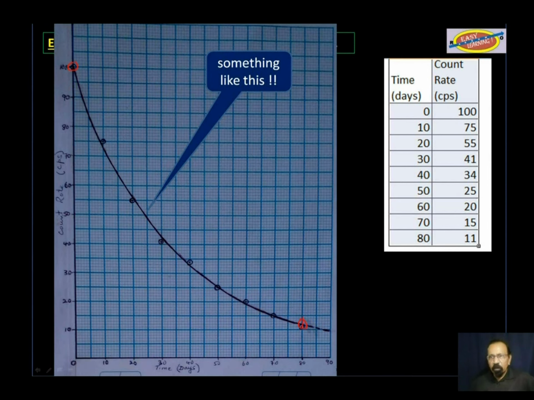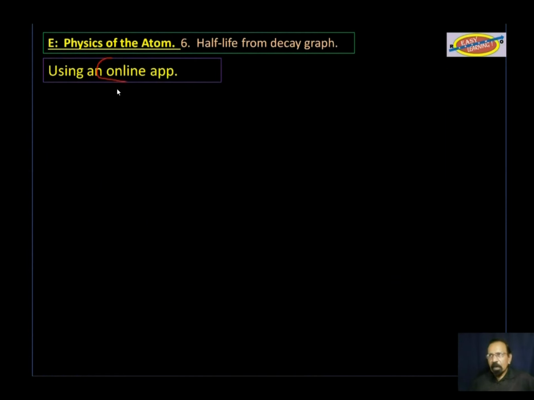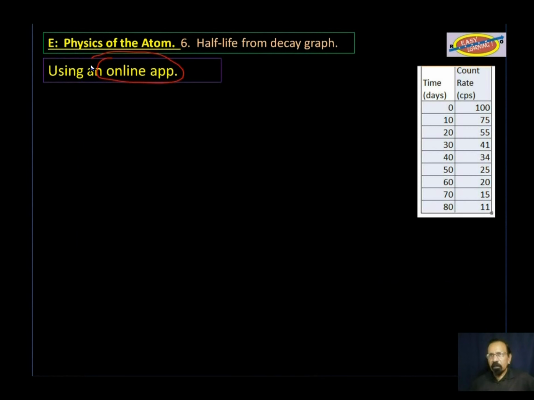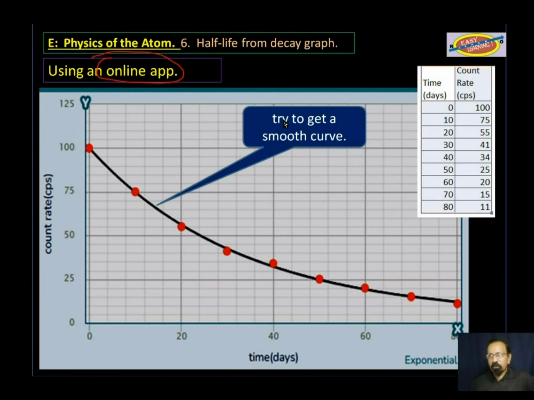Notice you have broken lines here. That is because we don't have data for that, and that is called extrapolation. Up to this point, we have the graph using the given data. Now we still have to use that graph to get the half-life. So I use an online app, put in this data, and this is the graph that I got. Computer tries to get as smooth a graph as possible.